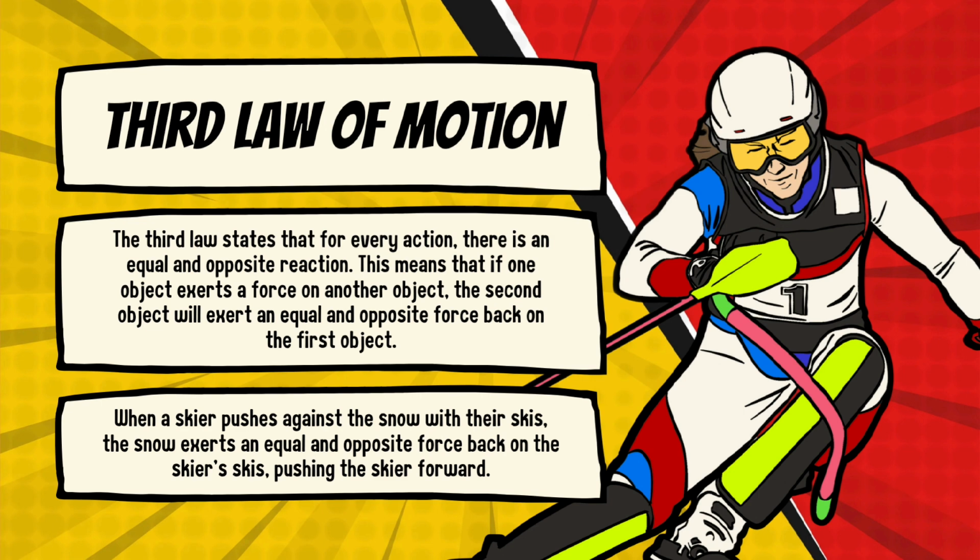Third law of motion. The third law states that for every action there is an equal and opposite reaction. This means that if one object exerts a force on another object, the second object will exert an equal and opposite force back on the first object. Example: when a skier pushes against the snow with their skis, the snow exerts an equal and opposite force back on the skis, pushing the skier forward.